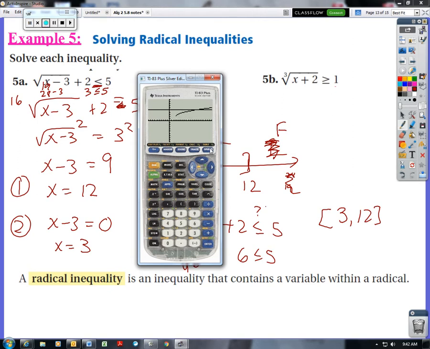Okay. I'm looking for where the radical curve is below the line. So again, that's here. And then we know that it's going to be from 3, and we know that that's 12 because we figured it out before. So this confirms that it's below in this interval.